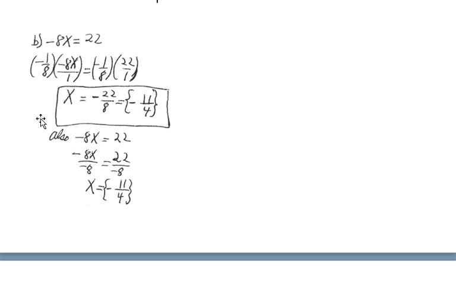Part B. Minus 8x equals 22. Once again, you have an option of multiplying both sides of the equation by the reciprocal of minus 8, which is minus 1 over 8, or dividing both sides of the equation by minus 8. If you're multiplying both sides by negative 1/8, you get the solution x equals minus 22 over 8, which has to be simplified or reduced to minus 11 over 4. Similarly, minus 8x equals 22, and if we divide both sides by minus 8, we get the same solution, which is minus 11 over 4.